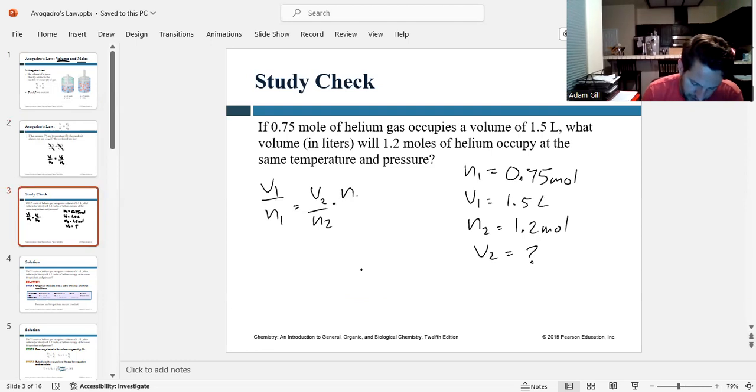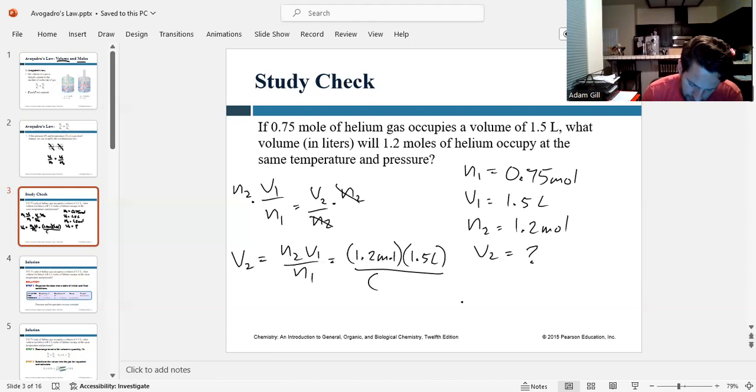If I multiply both sides by N2, it cancels, leaving us V2 all by itself, which is what we want. V2 is equal to N2 times V1 over N1. Now we can plug in our numbers. So N2 is 1.2 moles. Volume 1 is 1.5 liters. And N1 is 0.75 moles. Moles cancels, so we're left with just units of liters.